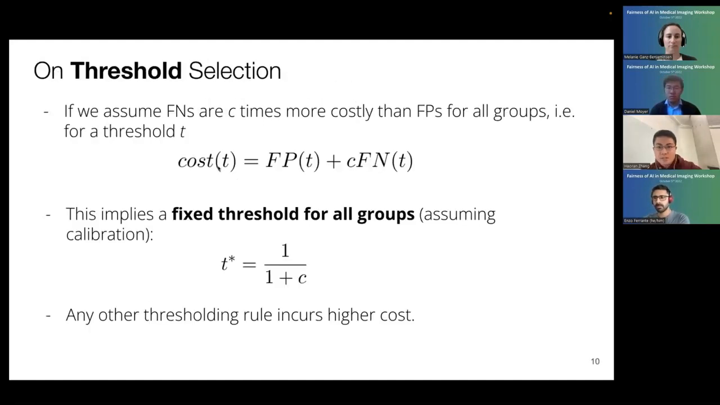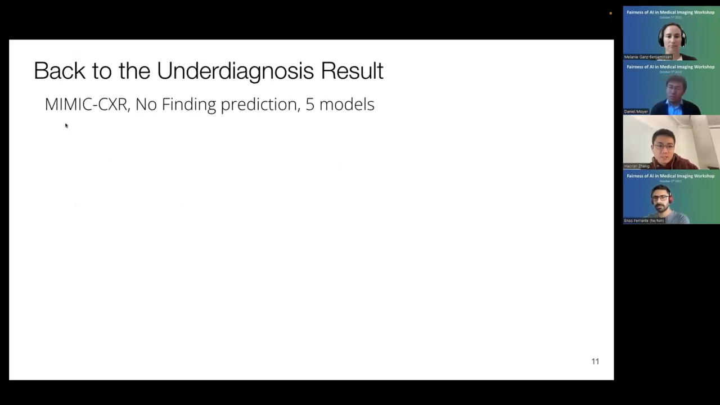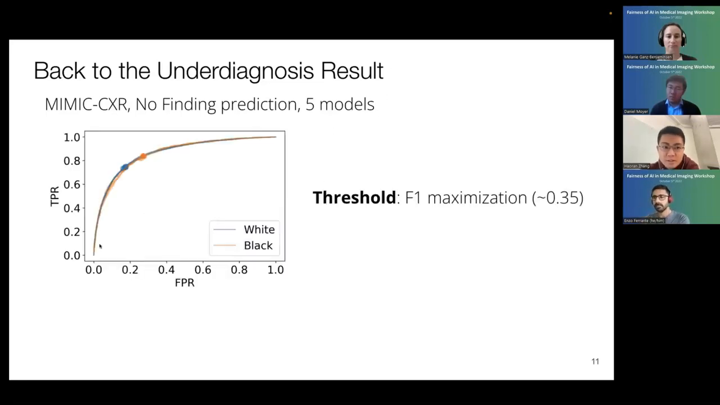new tools to analyze the result that we just saw from the Nature Medicine paper. So again, this is MIMIC-CXR, no finding prediction, and here we've trained 5 different models varying the random seed. We can plot an AUROC curve, which is a curve over TPR and FPR implicit over the threshold. In our paper, we found the threshold by maximizing the F1 score for each model, and that corresponds to a threshold of 0.35.